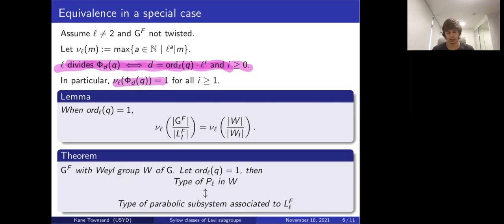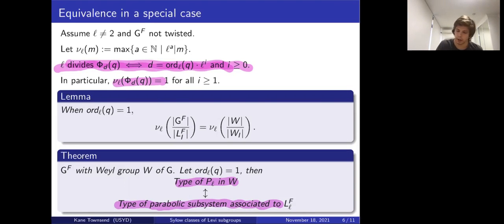And just straight from that, you are able to show the following lemma, that when the order of q mod l is 1 for your finite reductive group, then you have this nice relationship between the l divisibility of these quotients of orders of groups. And with that, you are able to show the next theorem that says that the type of minimal parabolic in W is the same as the type of parabolic subsystem associated to the minimal Levi subgroup in GF.